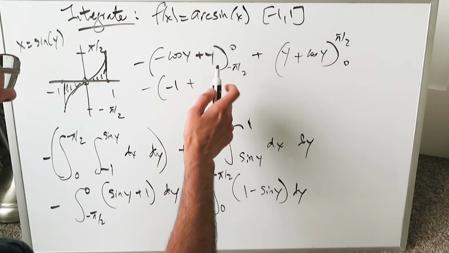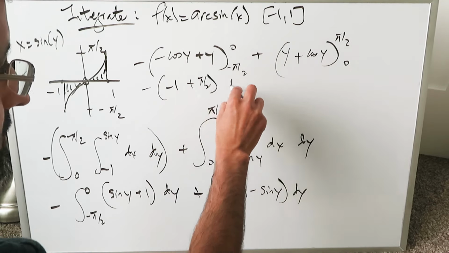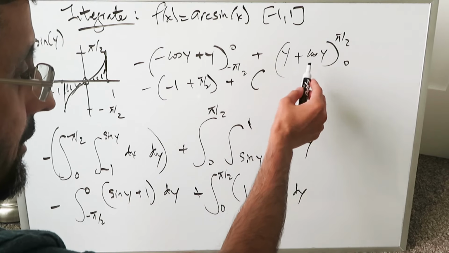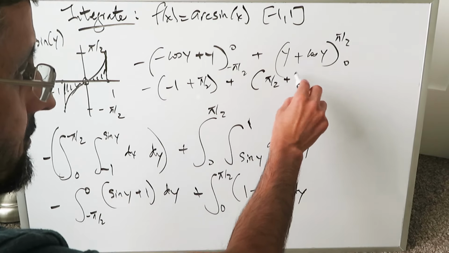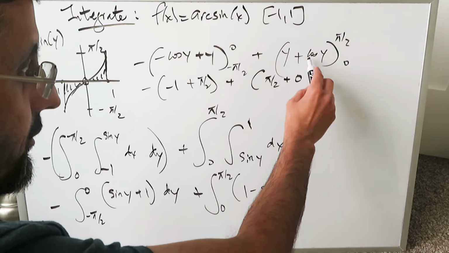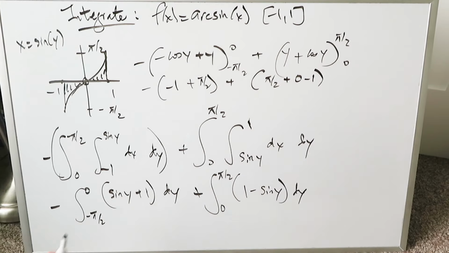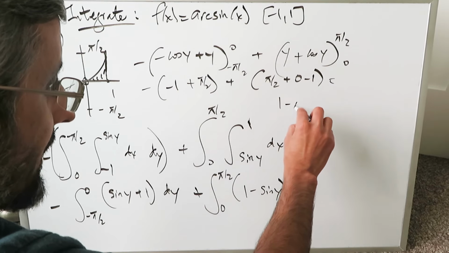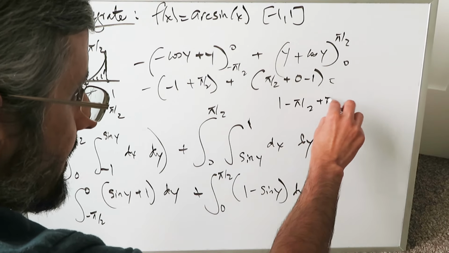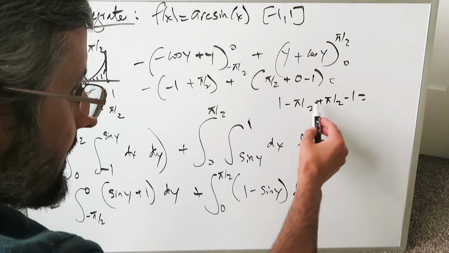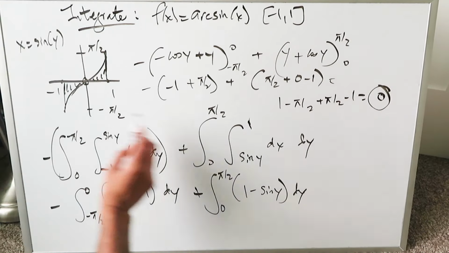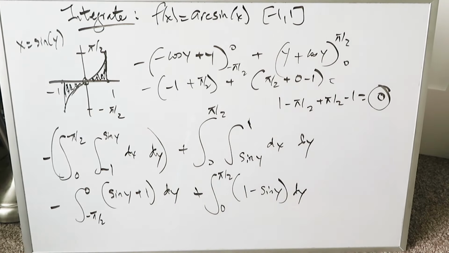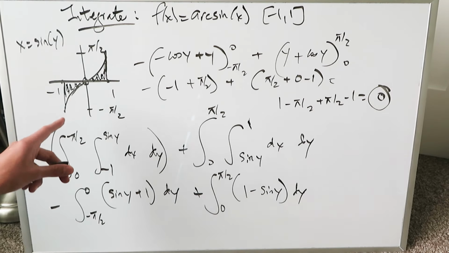0 minus pi over 2 is a positive pi over 2. Come right over here. We have pi over 2 minus 0, which is just pi over 2, plus cosine of pi over 2, which is 0, minus cosine of 0, which is 1. Open this up, you'll have a +1 minus pi over 2. 1 minus pi over 2 plus pi over 2 minus 1. Everything cancels out and your end result is a 0. Equal negative, equal positive area, end result will be 0. End results confirm the fact that we do have an odd function here.